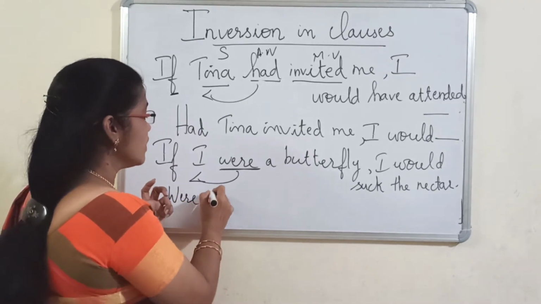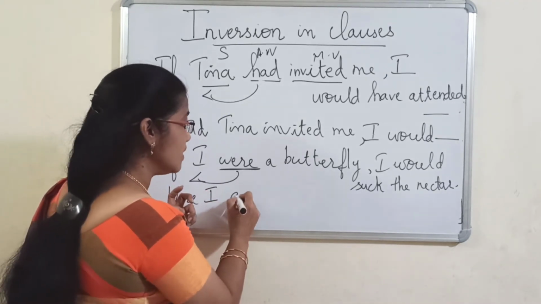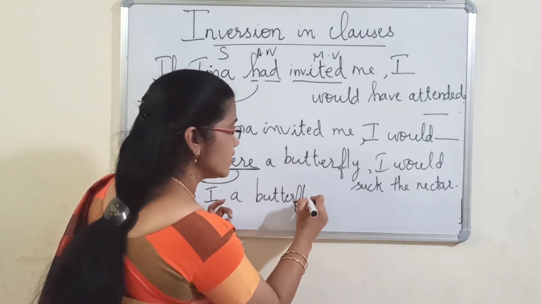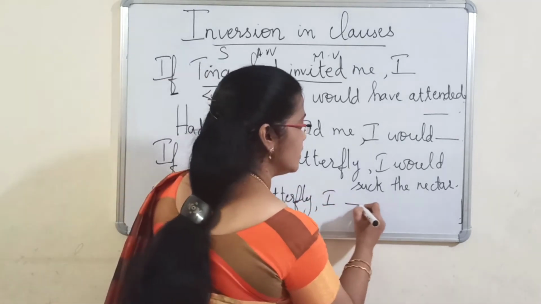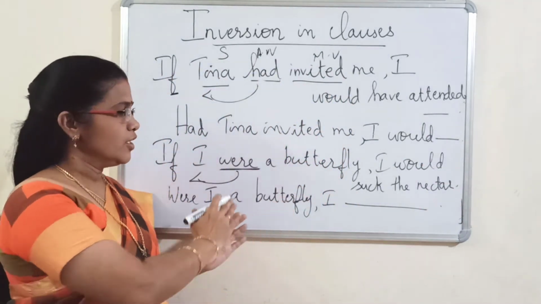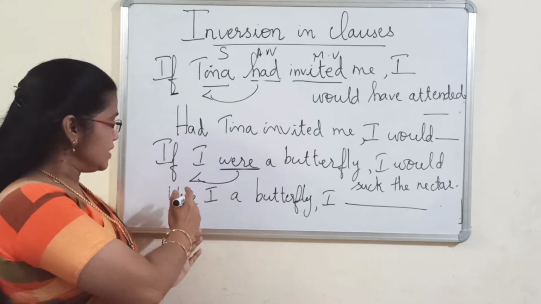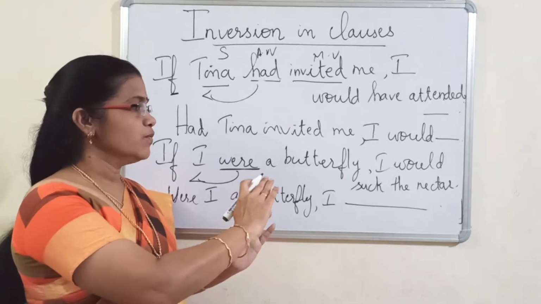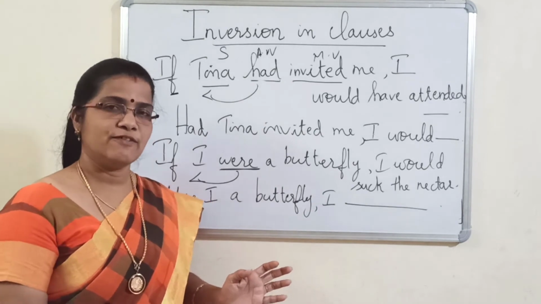You write, "Were I a butterfly, I would suck the nectar." Okay, there's no change in the second part. You have just changed the word order. This is how you do inversion. Were I a butterfly, I would suck the nectar in the flowers.